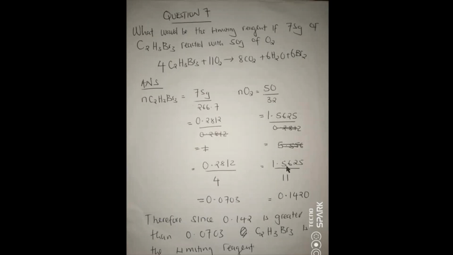So divide 11 into the number of moles of oxygen. When you do that math for this compound, it will give you this. For oxygen, it will give you this. This value is less than this value, meaning that the limiting reagent will be this compound here. Okay, so this compound is the limiting reagent. So that's the general approach of how you find a limiting reagent.